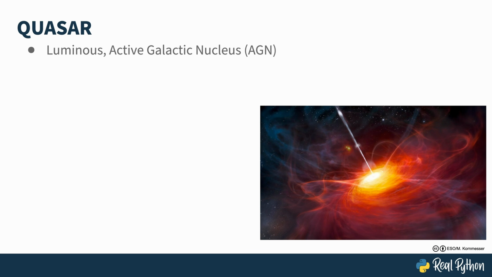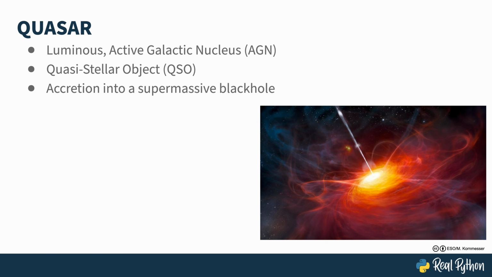In the first lesson, I gave a quick definition of a quasar, but let's drill down a bit. Quasars are luminous, active galactic nuclei. Their name comes from the original term quasi-stellar objects. Observers figured out that they weren't quite stars, they were something else. And that something else is a hungry black hole.